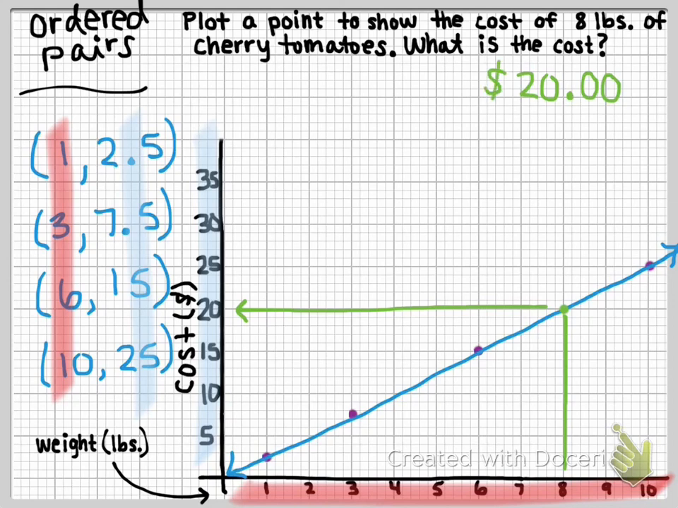You need to make sure you're paying attention to which side is which. So I made sure to find the 8 on the pound side, not on the cost side.